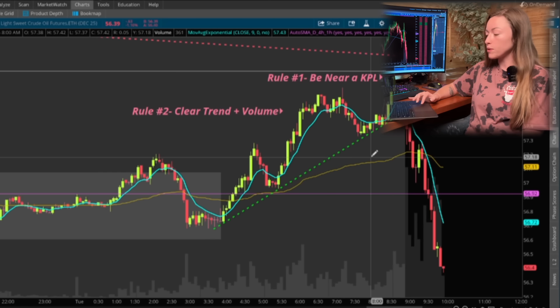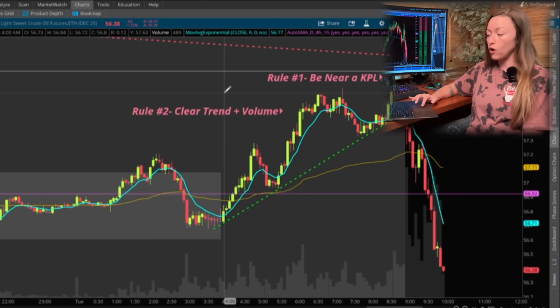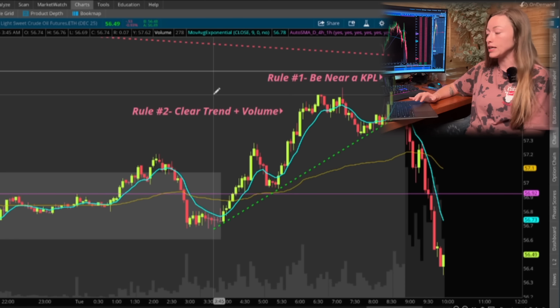So there's a lot of flexibility with futures that I really like, but just make sure if you were trading something, let's say like stocks or options, make sure you have volume when you are looking to trade, honestly, reversals or continuation. You absolutely need volume.